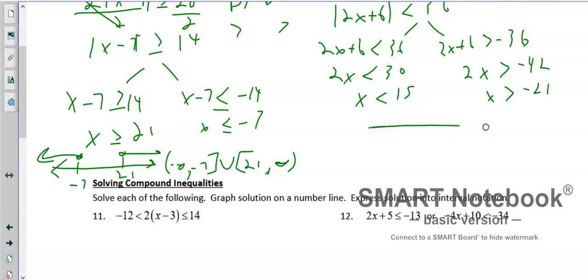So when I go to graph that, my negative 21's over here. My 15's over here, negative and positive. It's greater than, less than, so it's open dots. Less than 15 is going to the left. Greater than negative 21 is going to the right, so it's in between. And this is really easy to do interval notation because it's just the two numbers in parentheses like that.